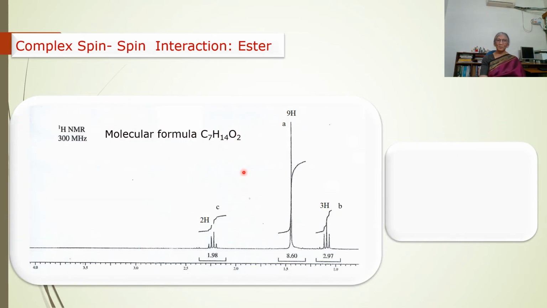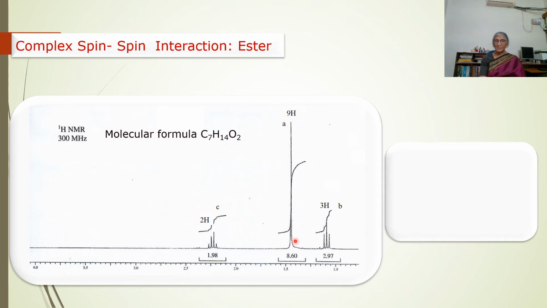This is the NMR spectrum of a compound for which the molecular formula is C7H14O2. And there are 3 signals. Below the signals, integral values are provided from which we can calculate the number of protons giving a particular signal. So signal A is given by 9 equivalent protons, signal B is given by 3 equivalent protons, and signal C is given by 2 equivalent protons.